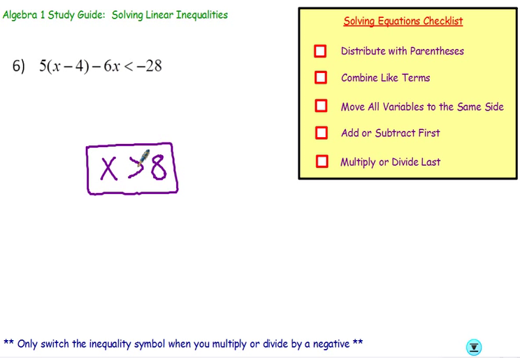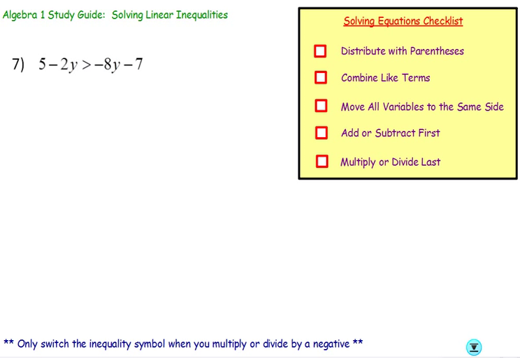And again, if you're not sure if you got the correct answer, or if you're not sure about this whole idea of switching the inequality symbol, go ahead and pause the video now, get some clarification on it, and then we'll jump back into it. Otherwise, we'll go on and take a look at number 7.